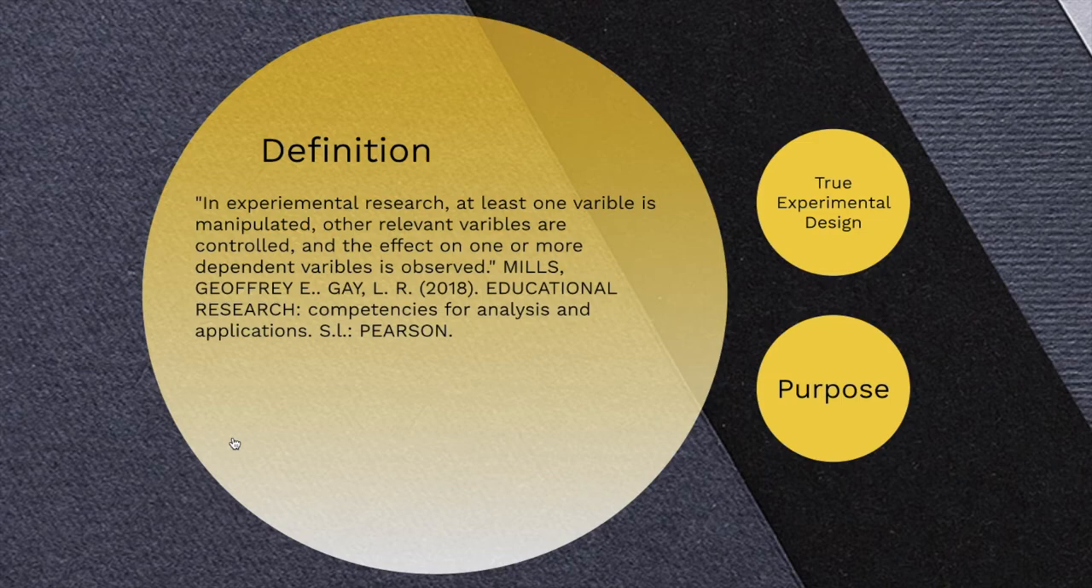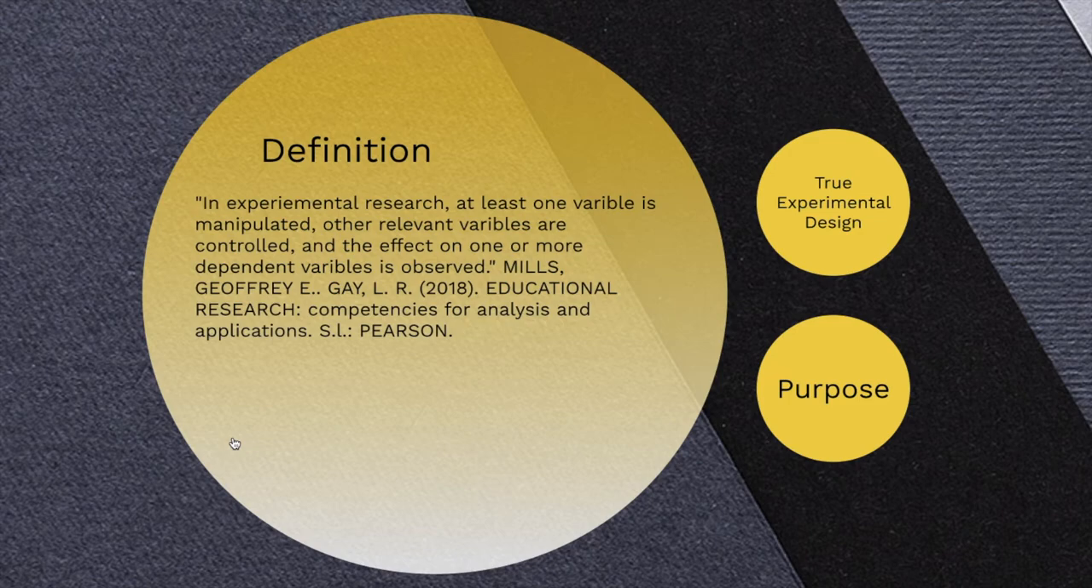So the definition of experimental design, coming from our book, is that in experimental research, at least one variable is manipulated or changed, while other relevant variables are controlled, not changed or changed a little. And the effect on one or more dependent variables is observed. So we're looking at the outcome of those changes in experimental research.